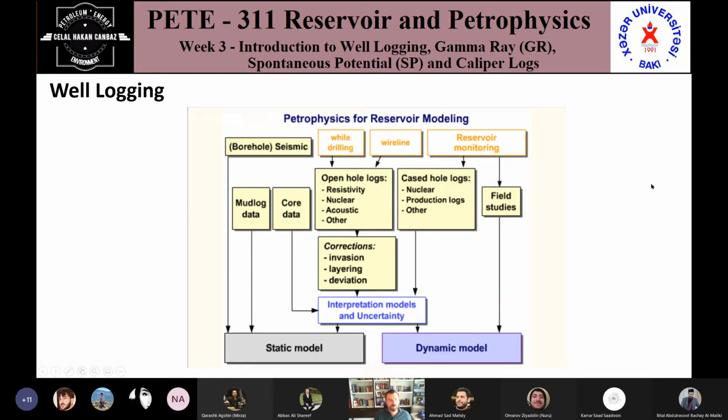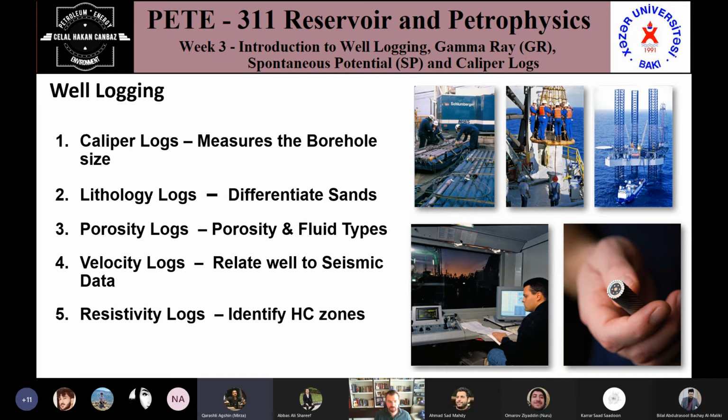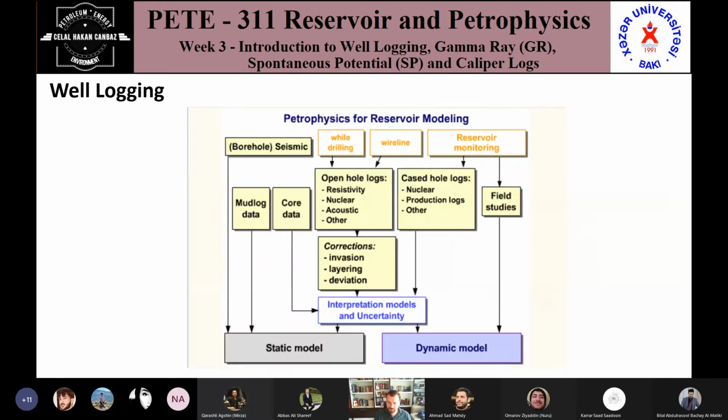Okay, so now let's start to describe some very crucial well logging types. Okay, Teacher, I have a question. Please. So what's the difference between static model and dynamic model?